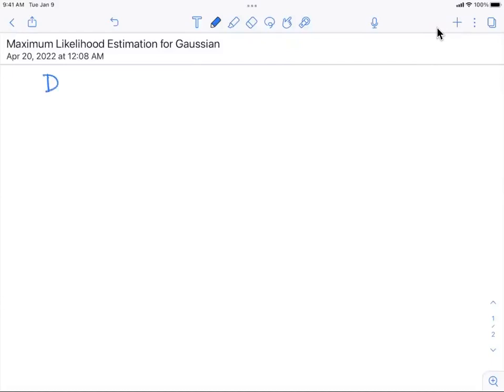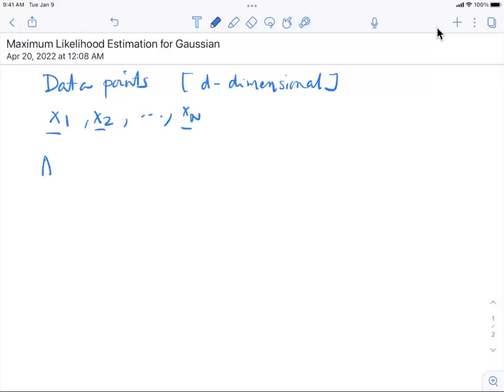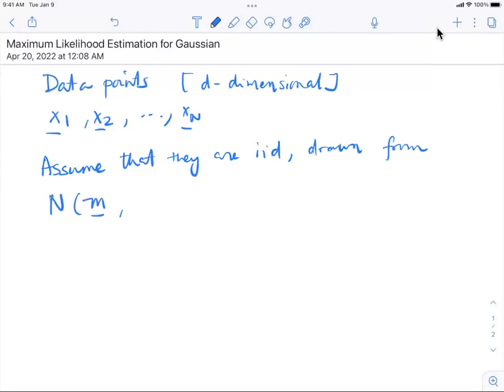So I have data points x1, x2, ..., xn, so there are n data points. Each of them is d-dimensional, and we assume that they are drawn IID from a Gaussian distribution with mean vector m and covariance matrix C.